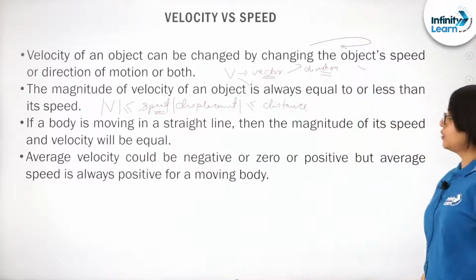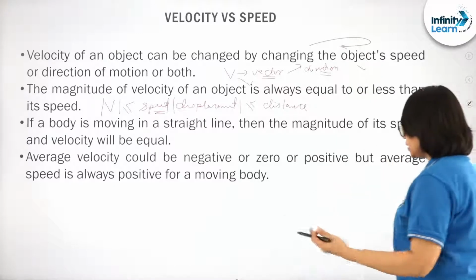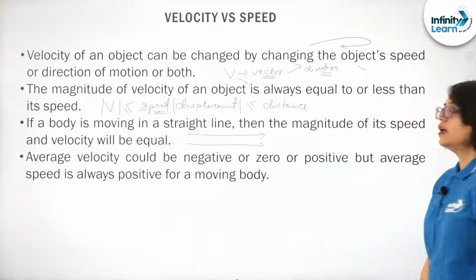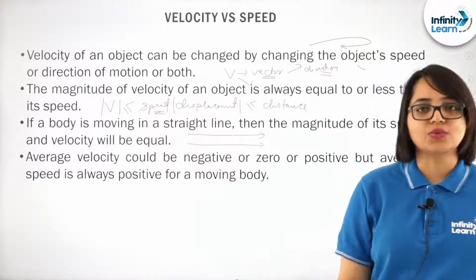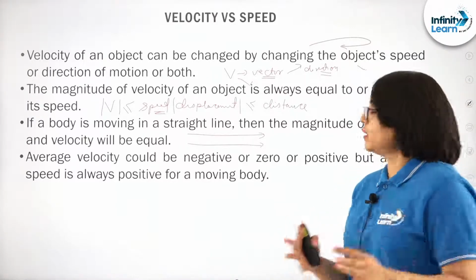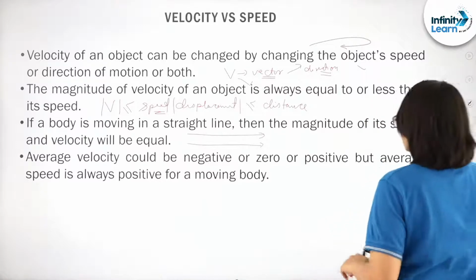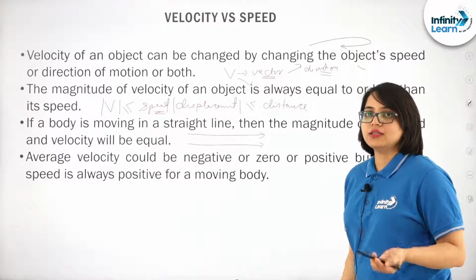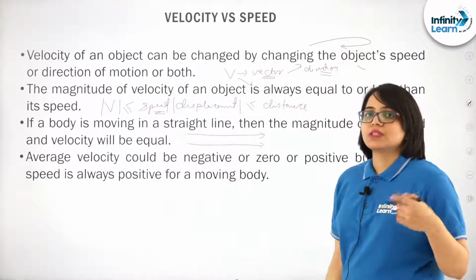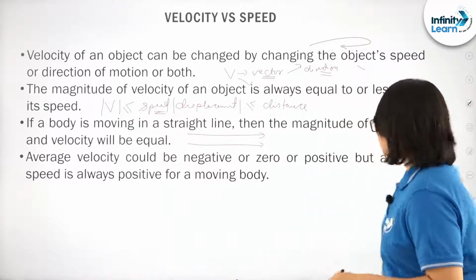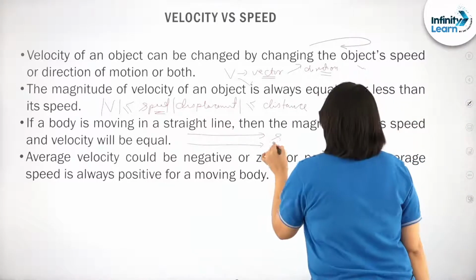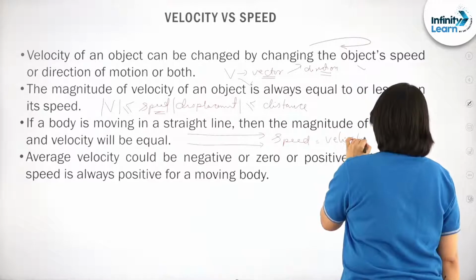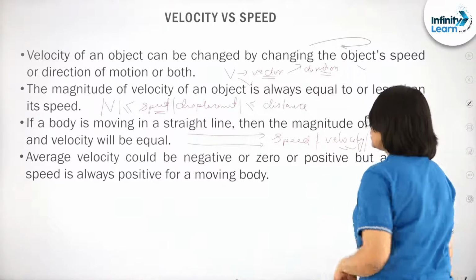If a body is moving in a straight line without changing the direction of motion like this, ठीक है, fine. If a body is moving in a straight line without changing the direction of motion, और उस केस में आप देख सकते हो distance and displacement क्या हो जाएंगे? सेम हो जाएंगे. अगर distance और displacement सेम हो गए तो उस केस में आपका speed और velocity का जो मैग्नीट्यूड है वो भी क्या हो जाएगा बच्चों? सेम हो जाएगा. आई होप दिस इज क्लियर.